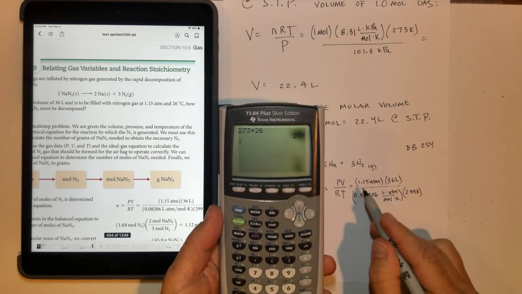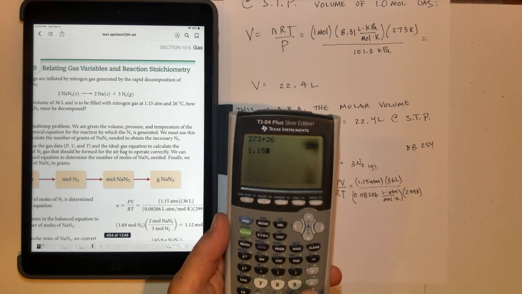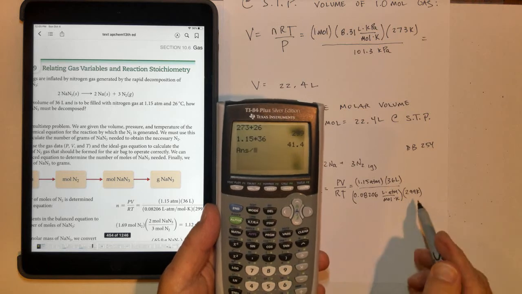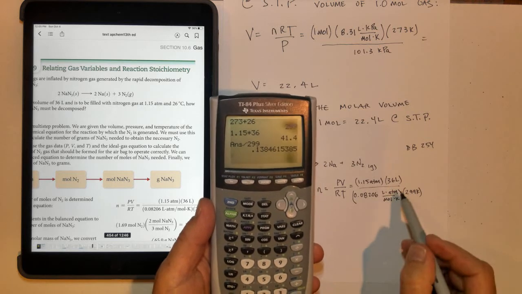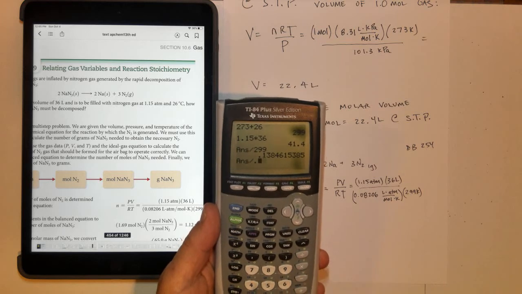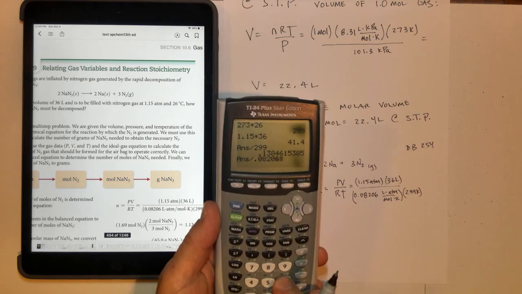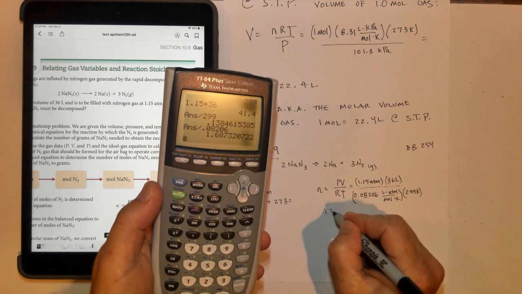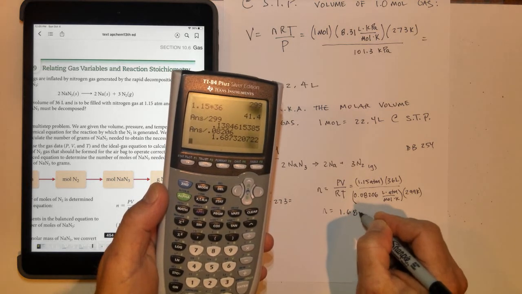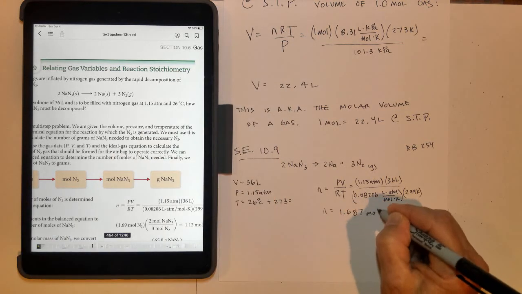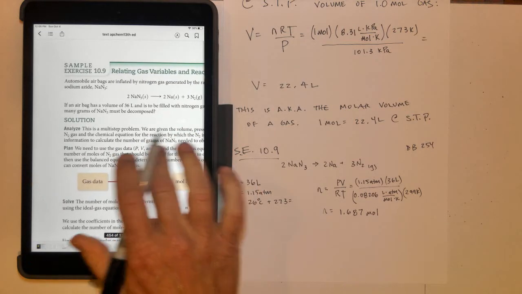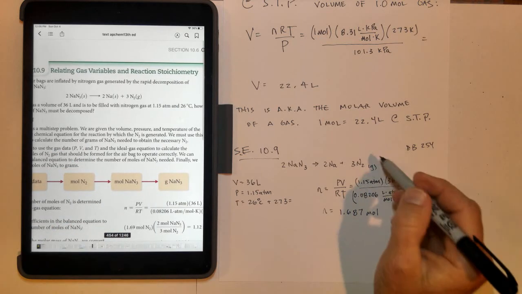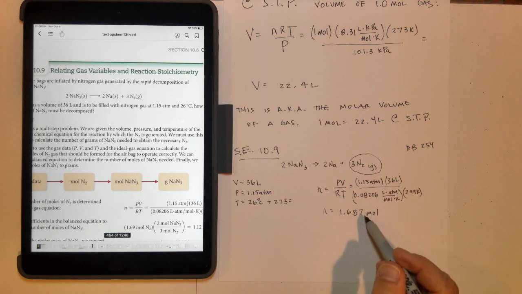Then let's take our 1.15 multiplied by 36, hit enter. That's the top. Let's divide that by my 299 down here, and then let's take that number and divide it by 0.08206. And I hit enter. And this is my number of moles of gas. So n is equal to 1.687. We'll carry along a few more decimals right now. So that's the number of moles of nitrogen gas that are needed to fill that airbag.